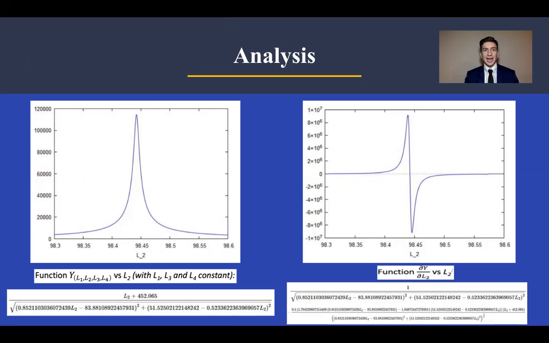From this graph, we can analyze that when the partial derivative of Y with respect to L sub i is 0, the maximum value of Y is attained. The proposed error balancing approach reduces the longitudinal error and effectively closes the traverse.